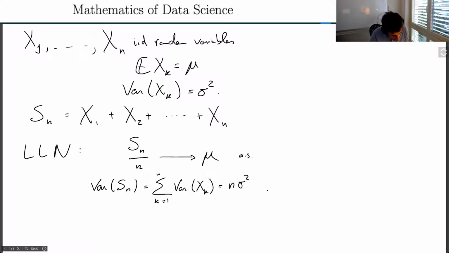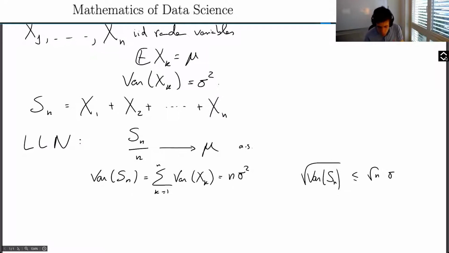Because this means in particular that the standard deviation, so the square root of the variance, the typical size of the deviations of Sn, is smaller or equal to root n times sigma. Okay, so sort of you expect the deviations to be of size root n, while if you're dividing by n, of course, they won't be able to see any of this.